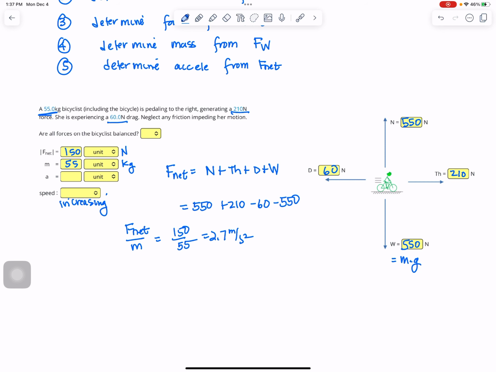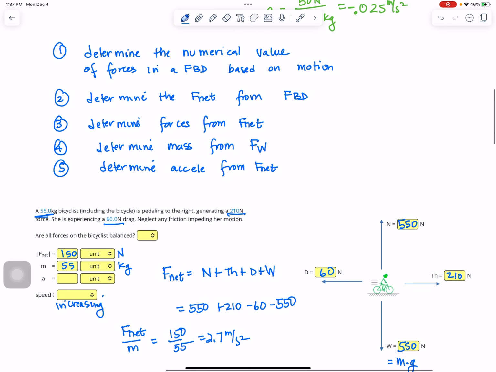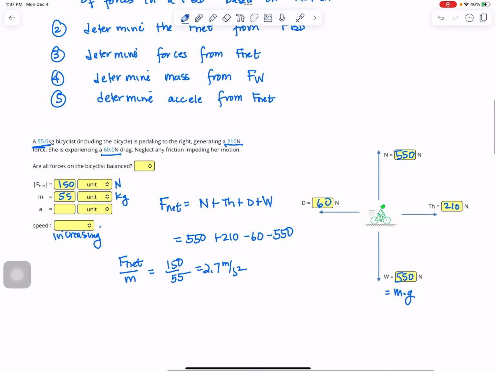So believe it or not, we just did most of those things or a derivative of those things in here. Are all the forces on the bicycle balanced? No, because there's a net force of 150.